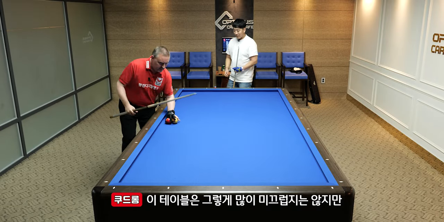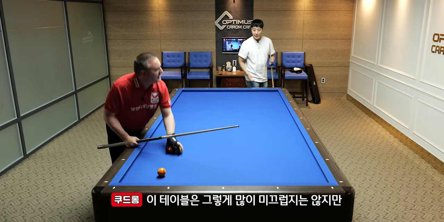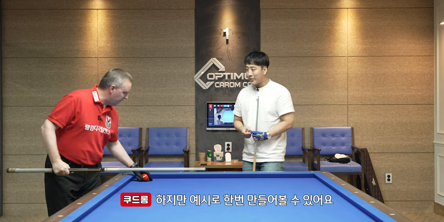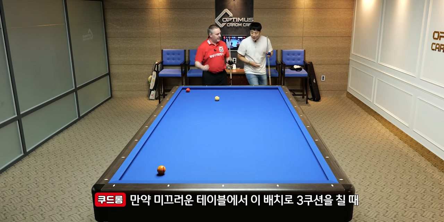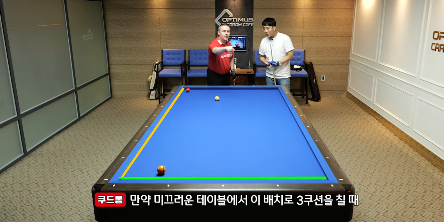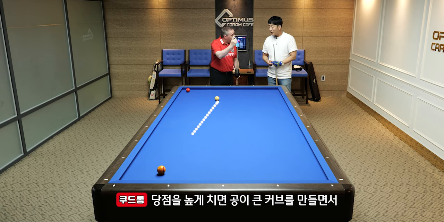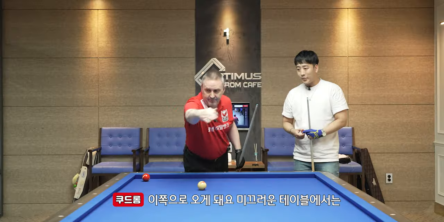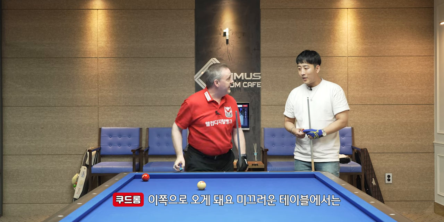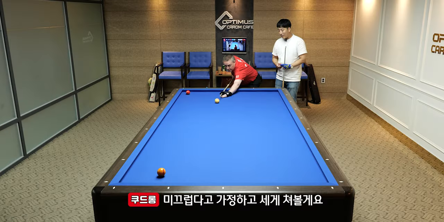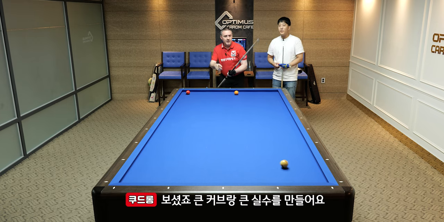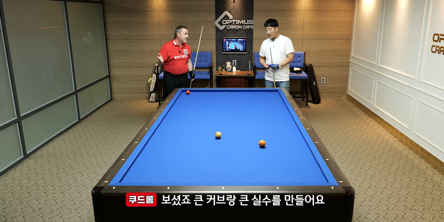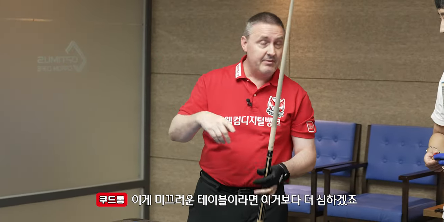So I will explain a little bit what happens. This example. No, this table is not very slippery, but we make just an example. If you have a slippery table and you play this one, just 1, 2, 3, and you play high on the ball, the ball is making a big curve and coming here. When it's very slippery, I can make the same here. Look, I make a little bit too much just to show. You see? Big curve and big miss. Slippery table, even worse.